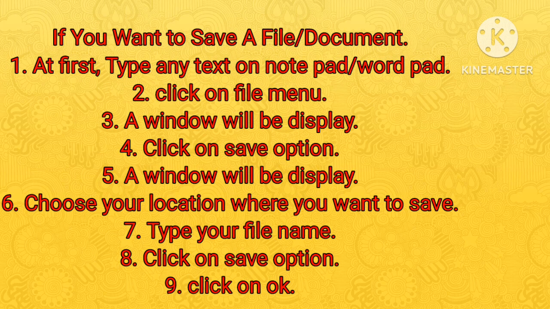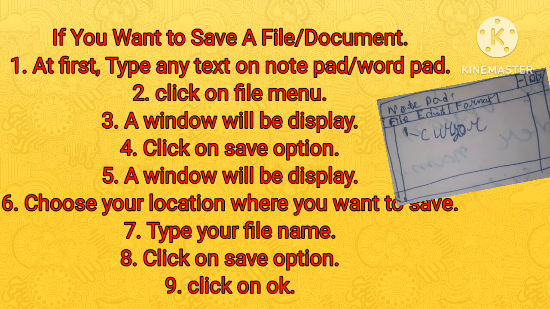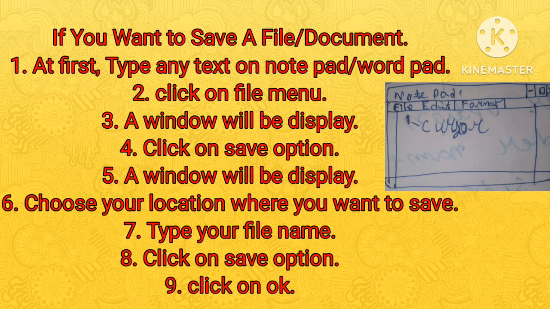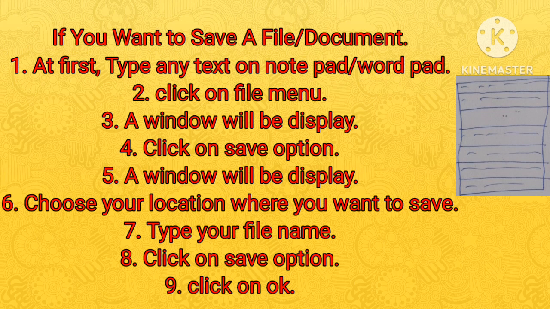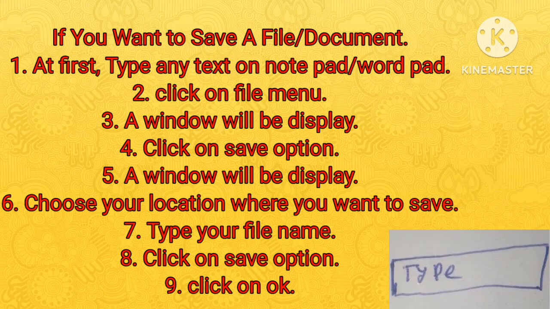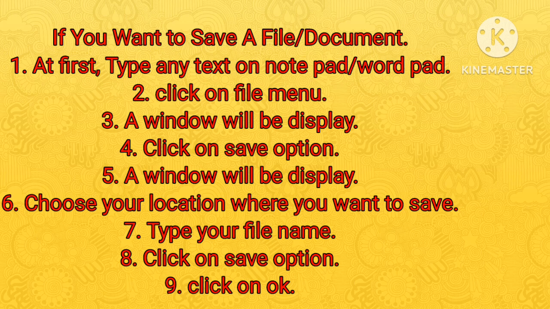If you want to save a file or document, at first type any text on Notepad or Wordpad. Click on File menu. A window will be displayed. Click on Save option. A window will be displayed. Choose your location where you want to save. Type your file name. Click on Save option. Click on OK.